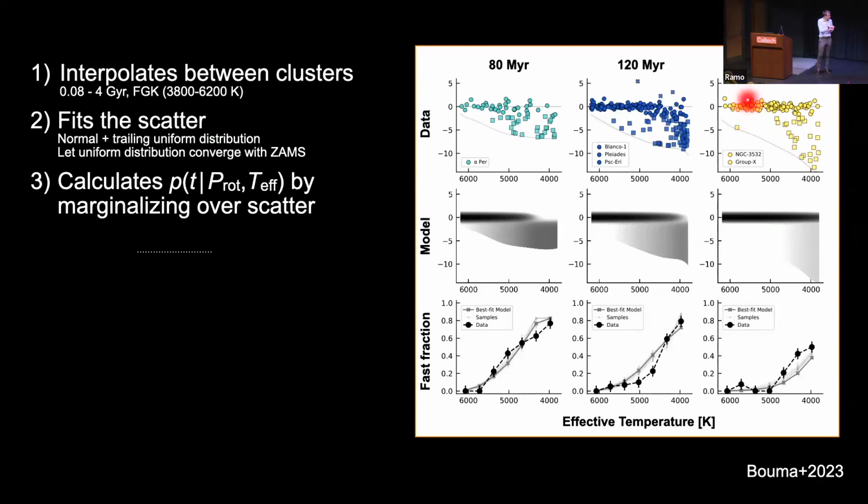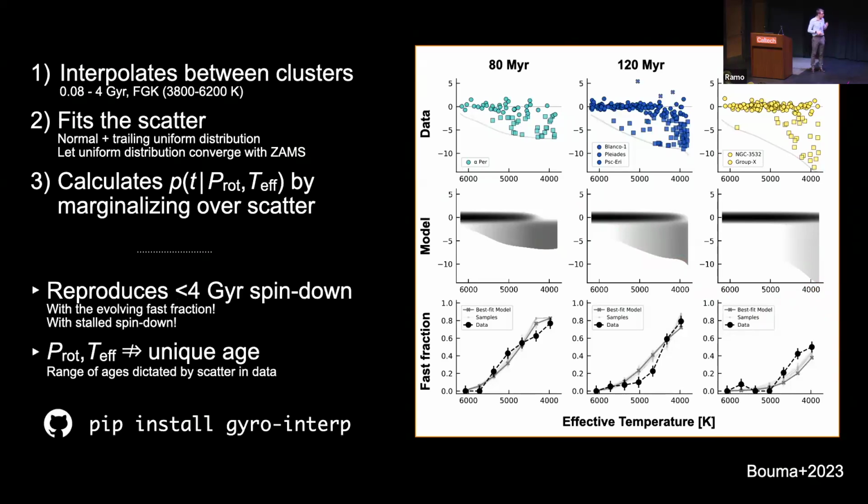The model you can fit is very simple. This is the simplest possible thing, really, that matches the data. You have a normal distribution around the slow sequence, a trailing uniform distribution, and then a logistic function that is going toward cooler and cooler stars through time as the stars reach the main sequence. Okay, so it's a few free parameters, and basically you tautologically reproduce the spin down that's observed in open cluster calibration stars. If you want to check it out, it's on GitHub.